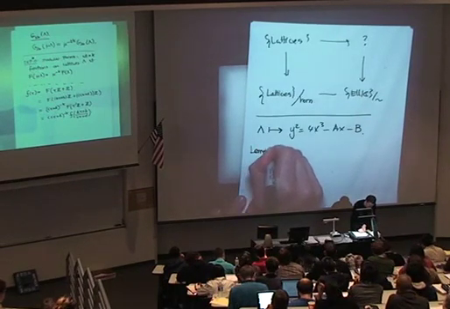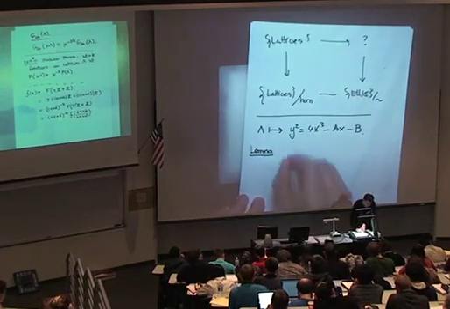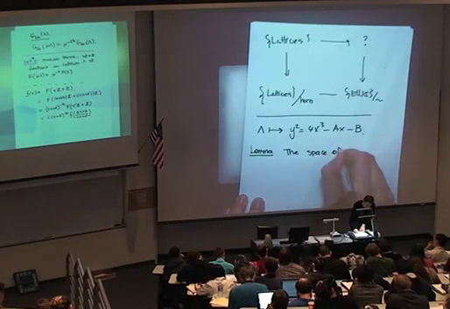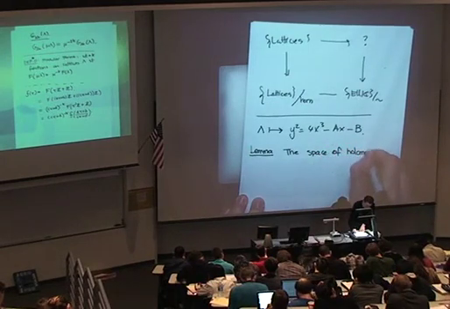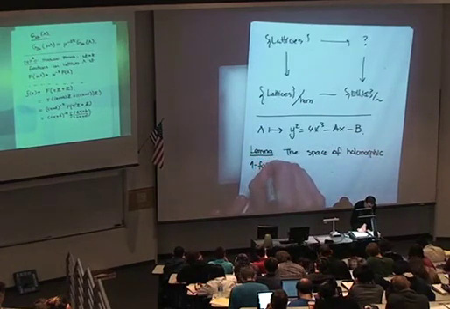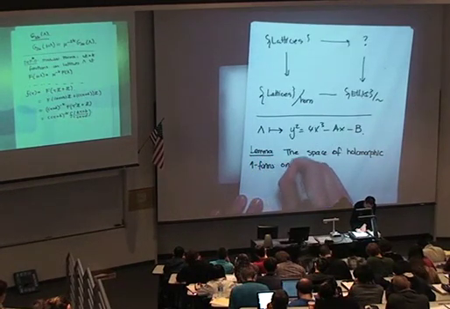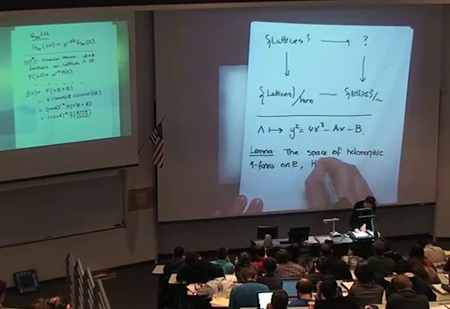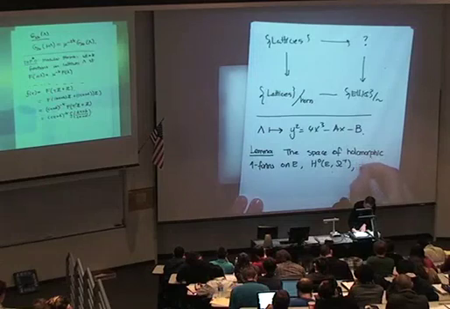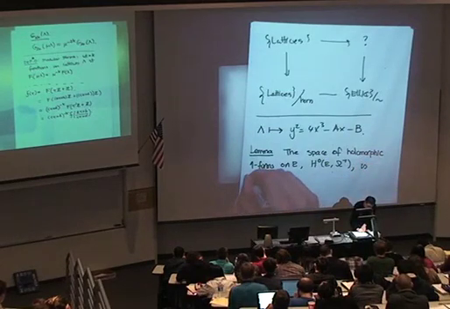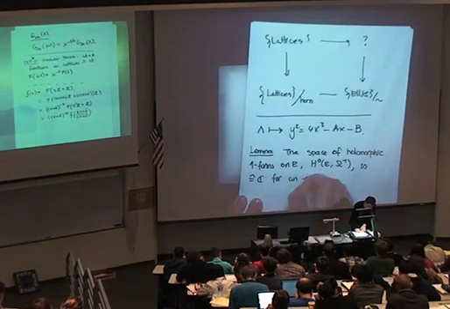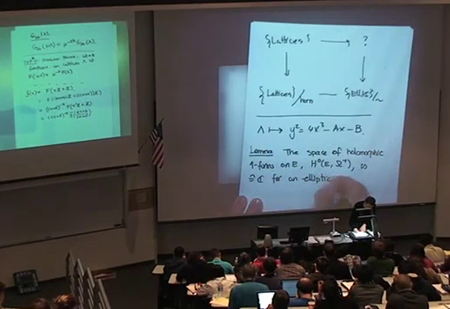So let's get the following lemma. The space of holomorphic one forms on E, so just H0 of E, Lambda 1, is isomorphic to C for an elliptic curve. Okay.